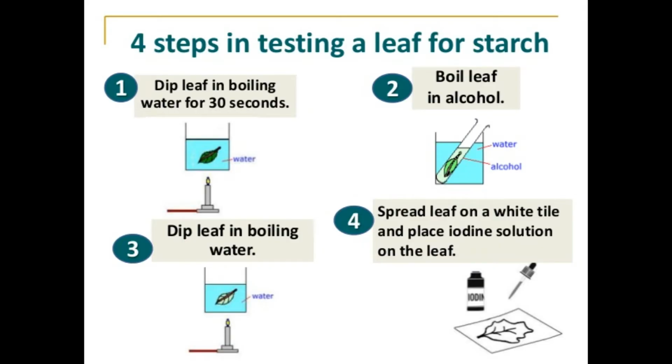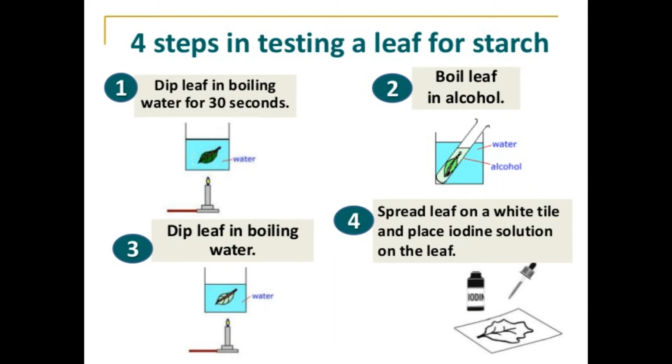Pluck a green leaf from a plant. Boil the leaf in alcohol. You cannot actually do this at home. We will do it in the laboratory when the school opens. But as well, you listen to it. Boil the leaf in alcohol to remove the green pigment chlorophyll from it. Now the green pigments are all gone.